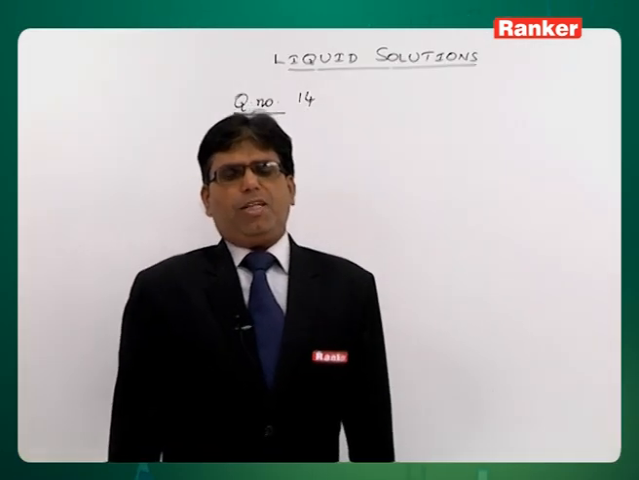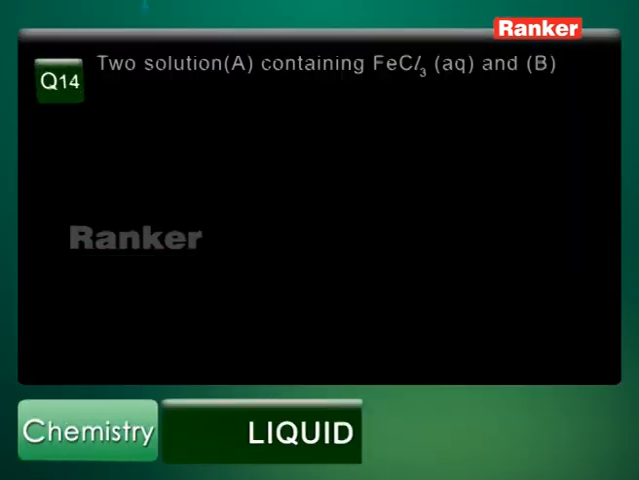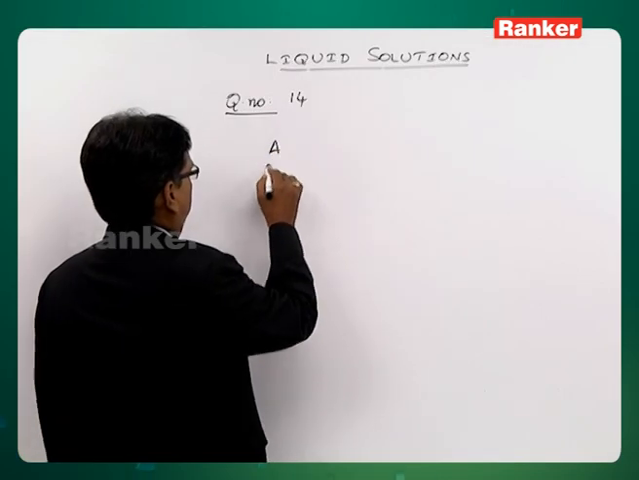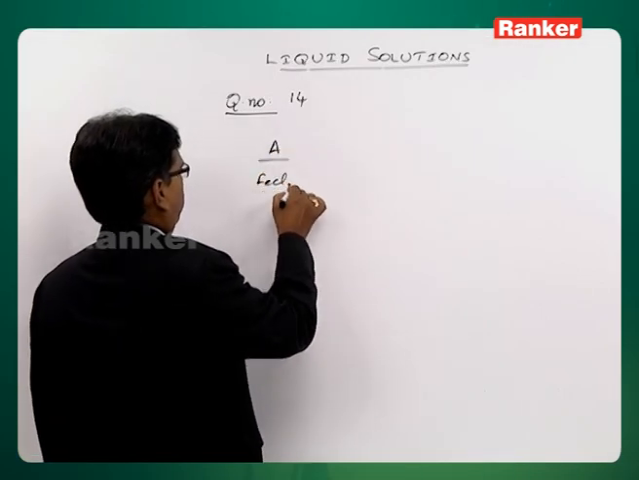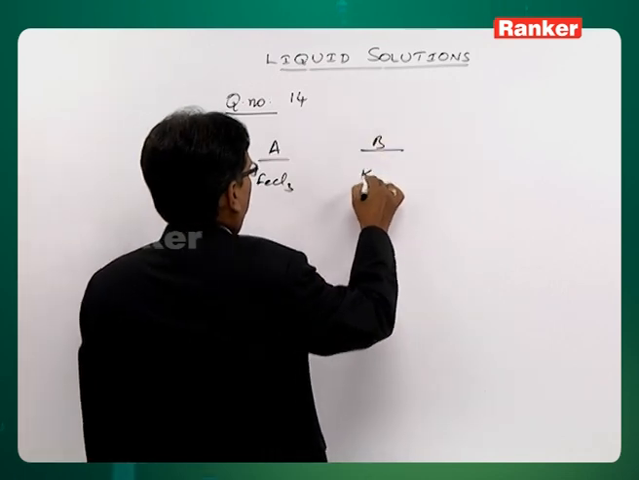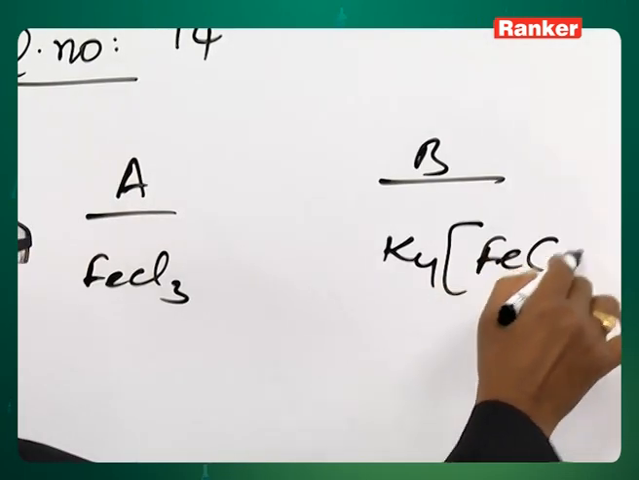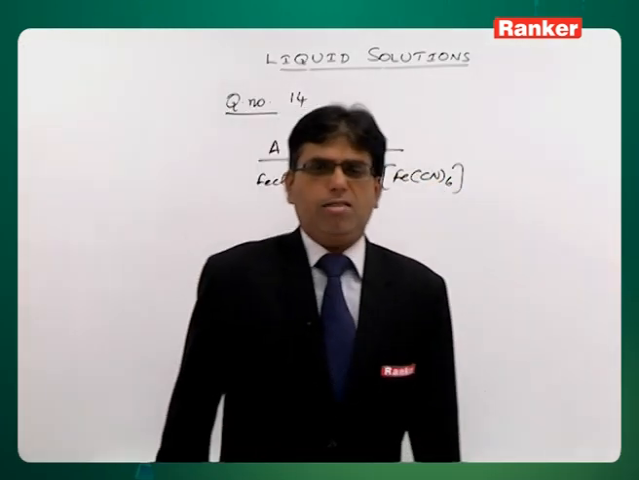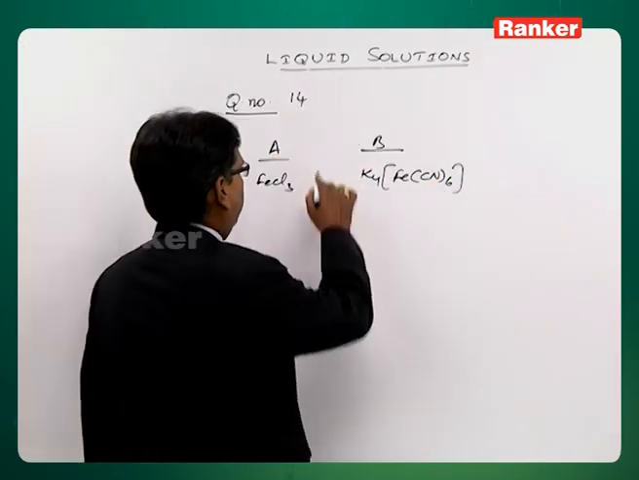In question number 14, it is given that two solutions, A containing aqueous FeCl3 and B containing potassium ferrocyanide, K4Fe(CN)6, both aqueous solutions, are separated by a semi-permeable membrane.